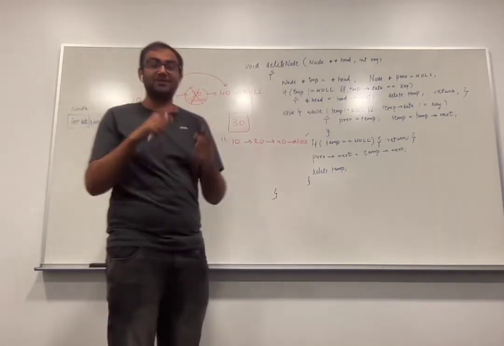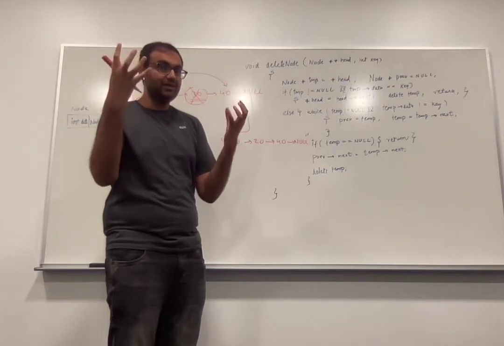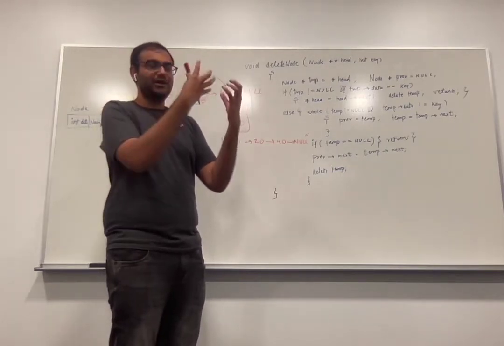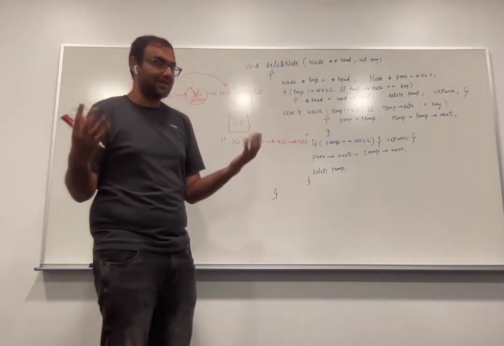And our answer would look exactly like the one that we expected. So we need to keep track of the previous value. And once we find the key in the linked list, we need to connect that previous value to the key's next value. It's as simple as that.